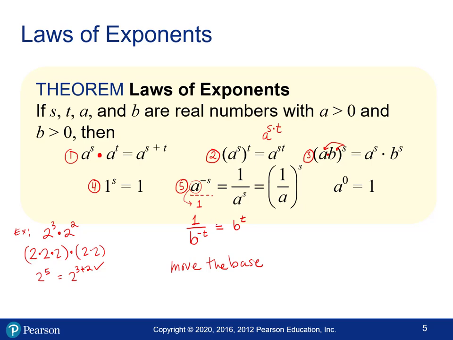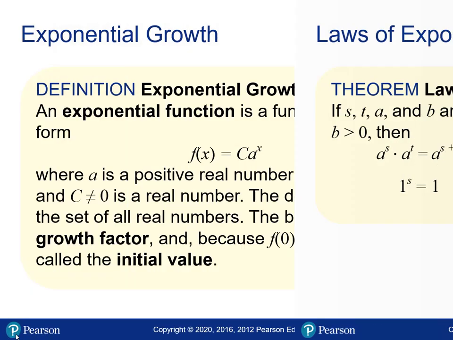If it's in the numerator, move it down. And then the sixth one, a to the 0 power is just 1. So no matter what this base is, as long as it's not 0, this is 1. So any number, just make up a number here, to the 0 power is just 1. Okay, quick review on exponents.